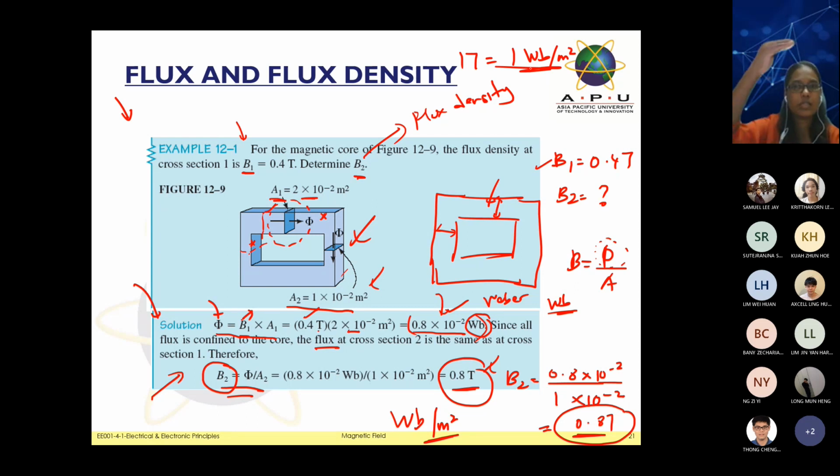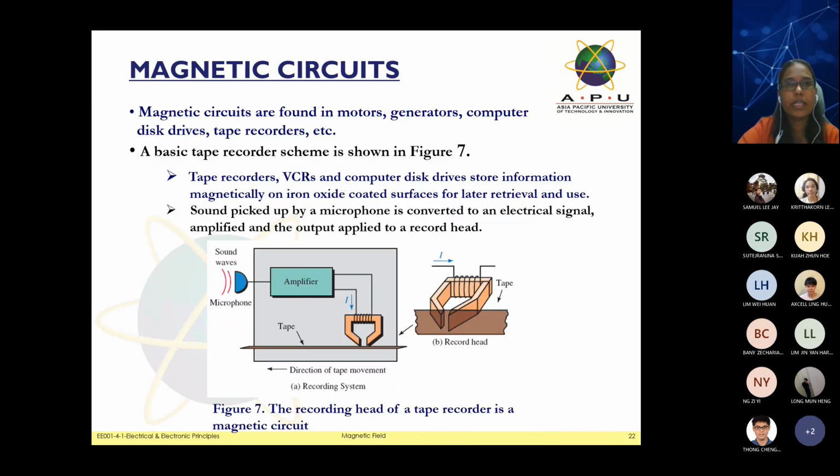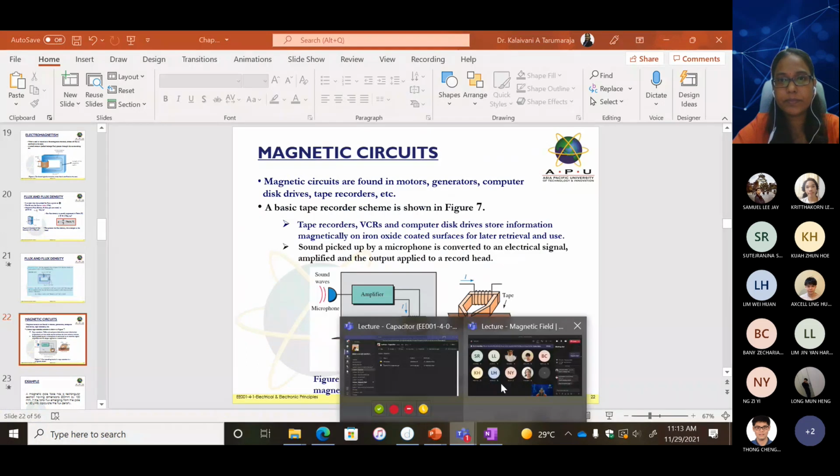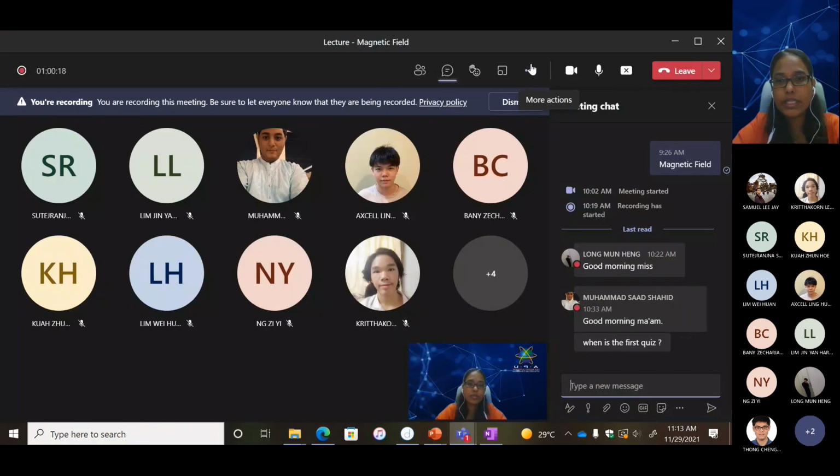So this is a simple calculation based on flux and flux density. The next one is based on the magnetic circuit. Before we go on with this one, we just take a break for 10 minutes.